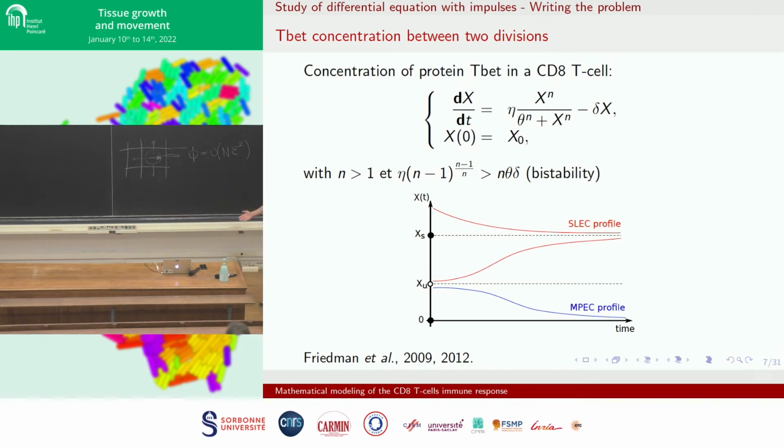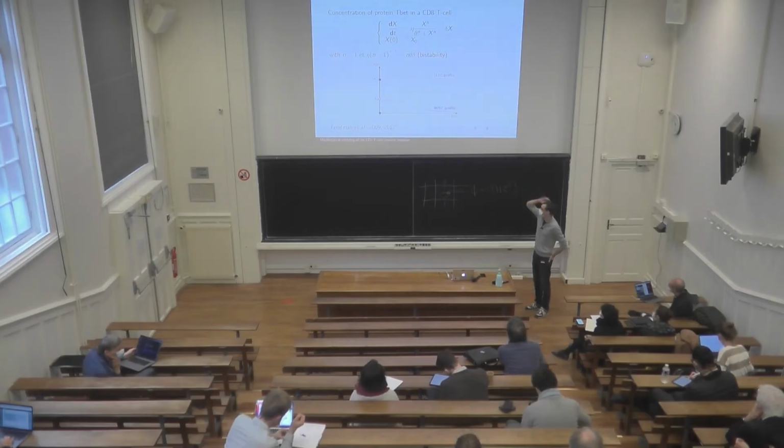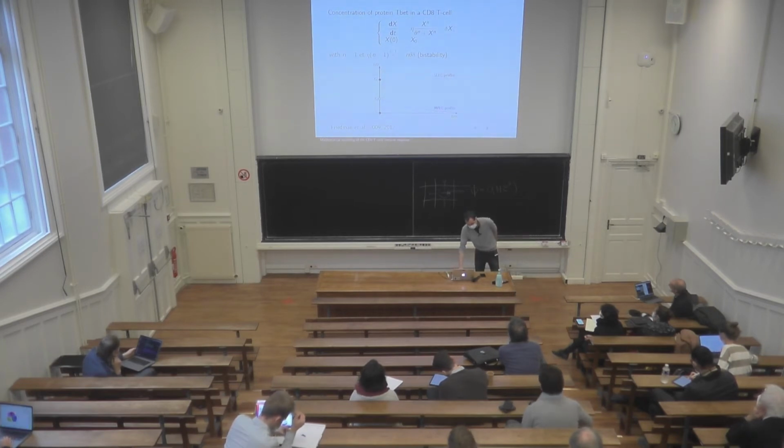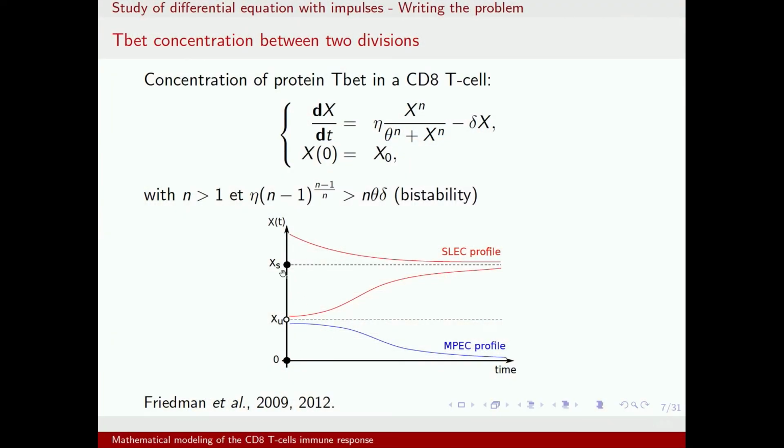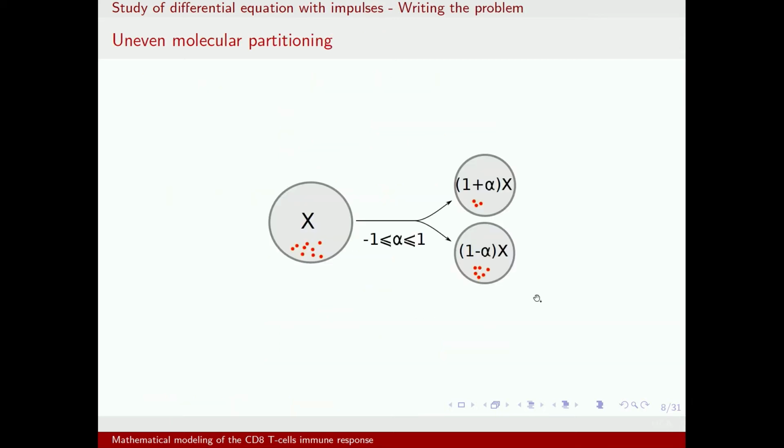So it's a quite simple equation that is known to be bistable if this relation on the parameters is satisfied. So for any initial condition, we have two stable steady states, 0 and XS, separated by an unstable one. And for any initial condition, we know what is the asymptotic behavior of the solution. And in terms of cell differentiation, we know if the cell is going to become more a SLAC-like cell or MPEG-like cell.